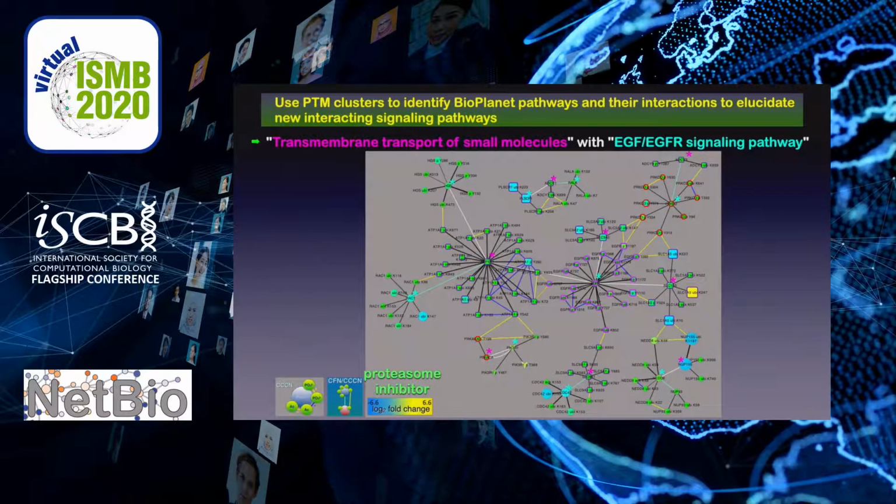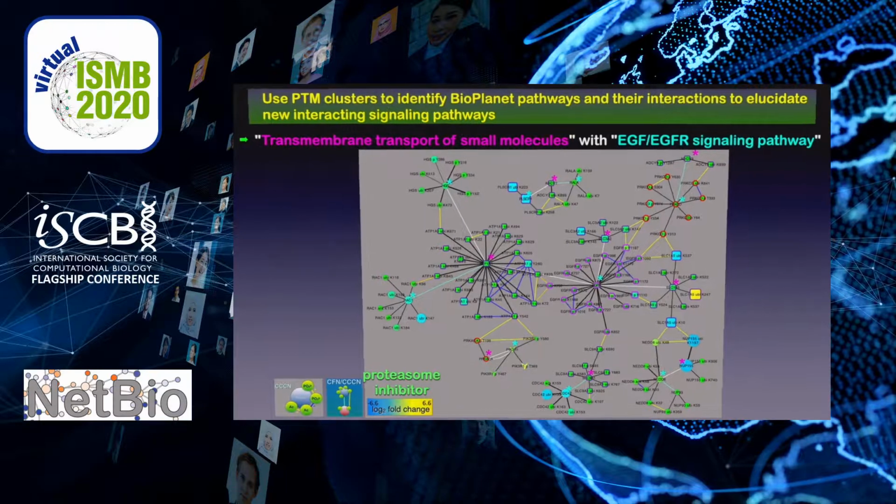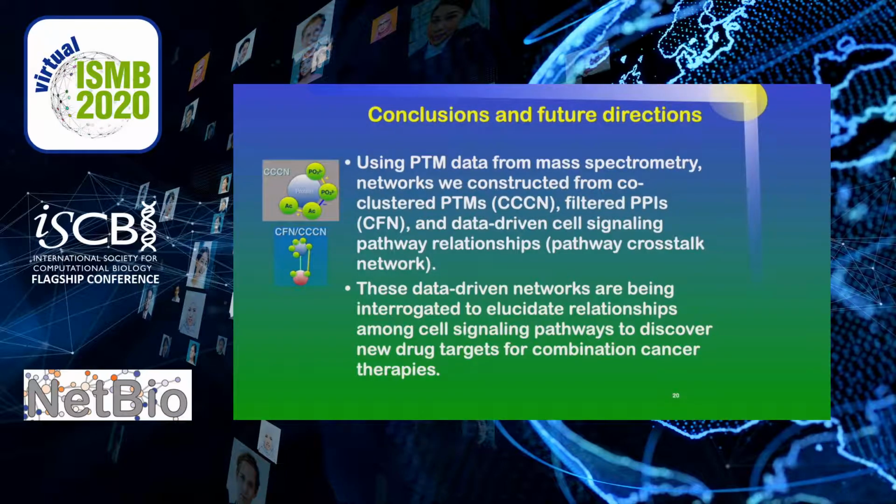If we look at the response to the proteasome inhibitor, we see different nodes coming up, and different drugs will affect different nodes. So, in conclusion, we've used PTM data from mass spectrometry, and we've constructed networks we call co-cluster and cluster-filtered networks to identify data-driven pathway relationships. These data-driven networks are being interrogated further to elucidate more relationships among cell signaling pathways to discover new drug targets for combination cancer therapy.